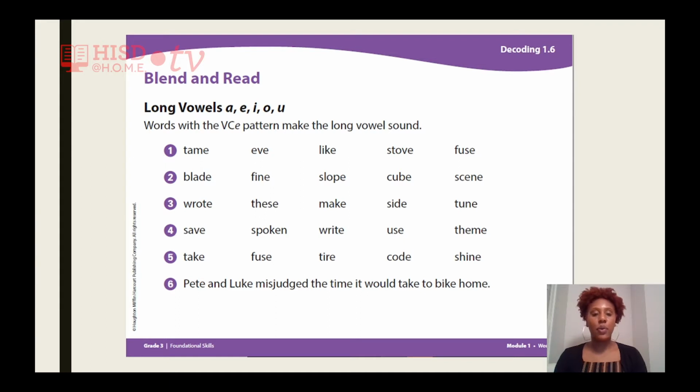Let's look at the next ones in row 1. So I see that all of these words have a vowel consonant E pattern. So I know that the first vowel in the word is going to have the long sound. And again, long vowels say their name. So let's try the next one. Eve, Eve. Stove, stove. Use, fuse. See if you can read and recognize the vowel sound in the next rows of words.